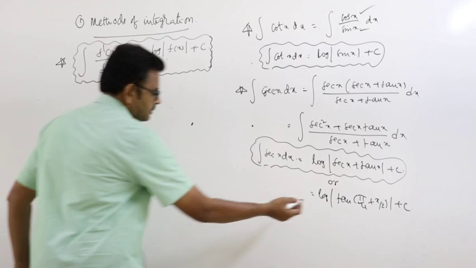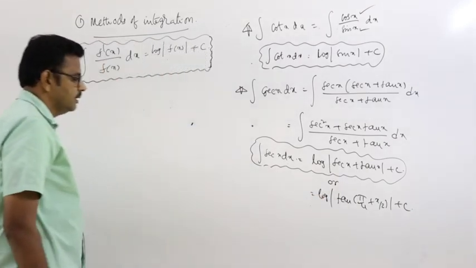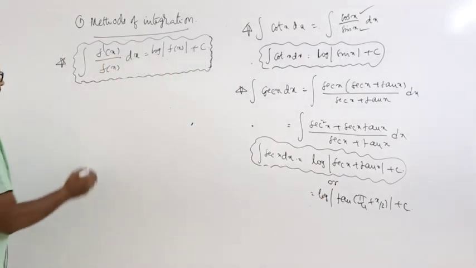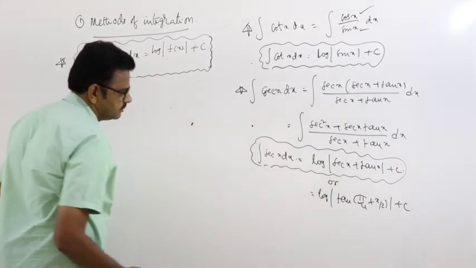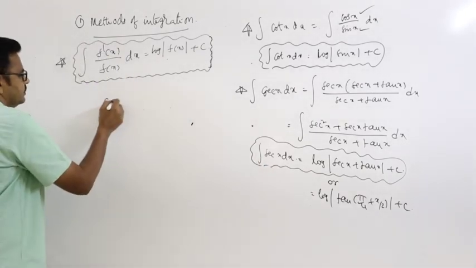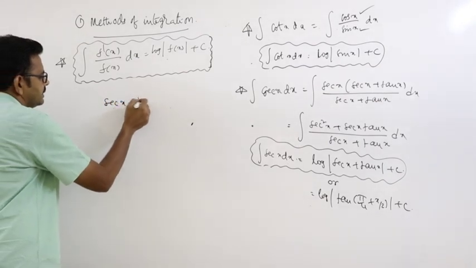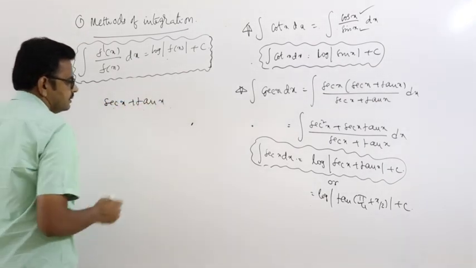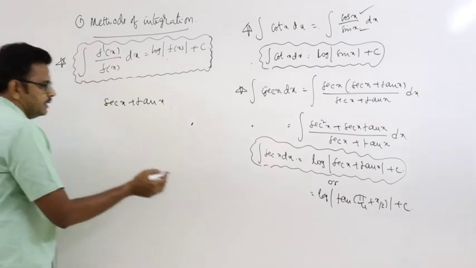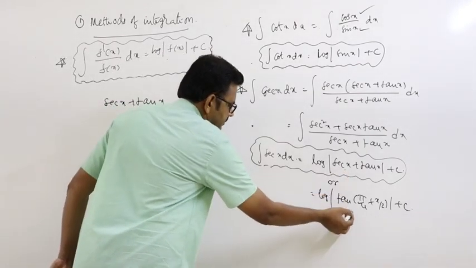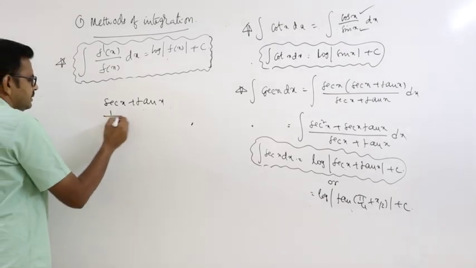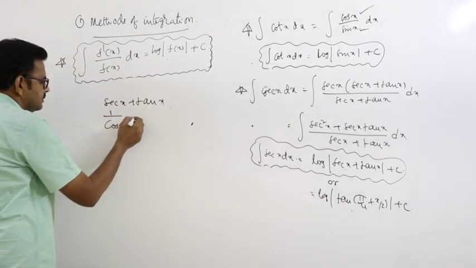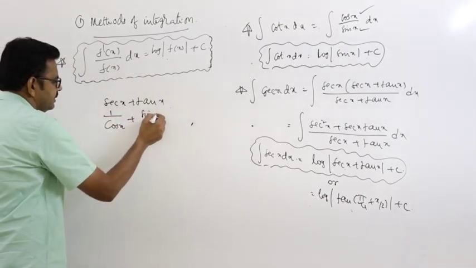Or log of tan of pi by 4 plus x by 2. How is it? The only thing is trigonometric, using secant x plus tan x. Secant x plus tan x, how to write this one? Just a small explanation. That is 1 by cos x plus sin x by cos x.